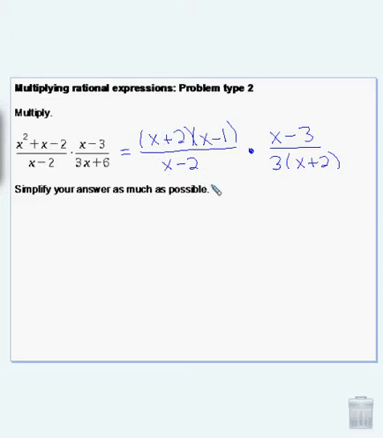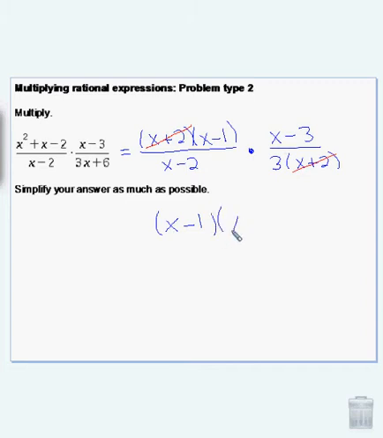The next thing I want to do is look at everything I have. Anytime I have something in either numerator that matches anything in either denominator, I can cancel those. So as you can see, I have an x plus 2 and an x plus 2. Those will cancel. X minus 1, x minus 3, x minus 2, and 3, I have no more matches. Nothing else will cancel.